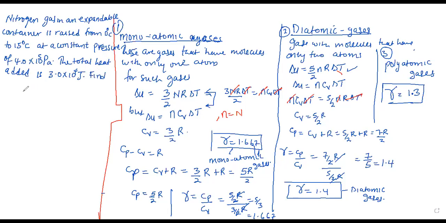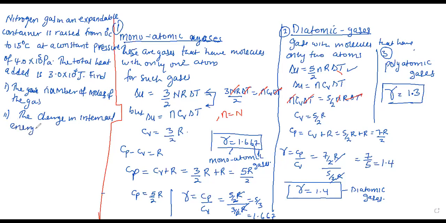Find, one, the number of moles of the gas. Two, the change in internal energy of the gas. Three, the work done by the gas. Given in brackets, molar heat capacity of nitrogen at a constant pressure is 29.1 joules per mole per Kelvin.